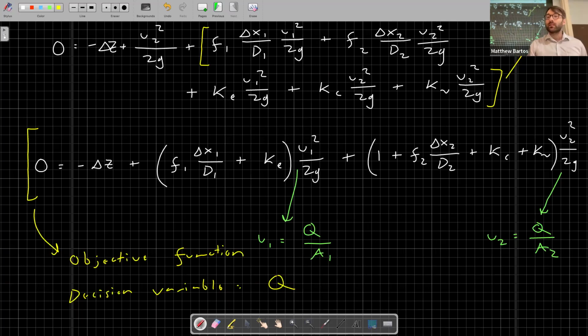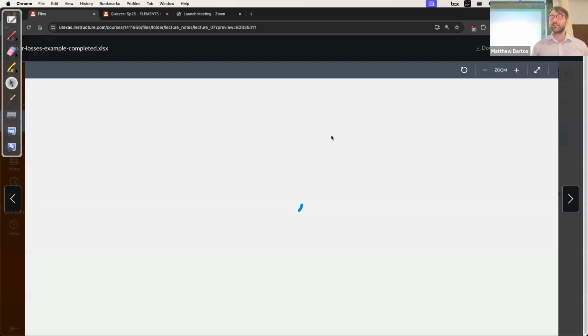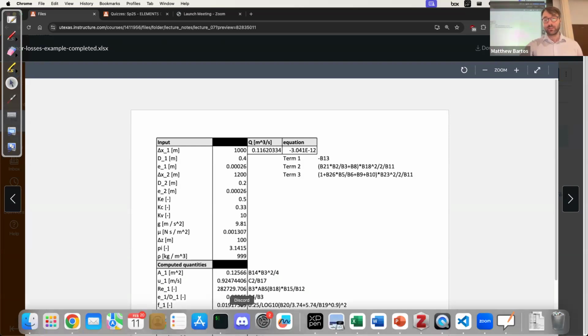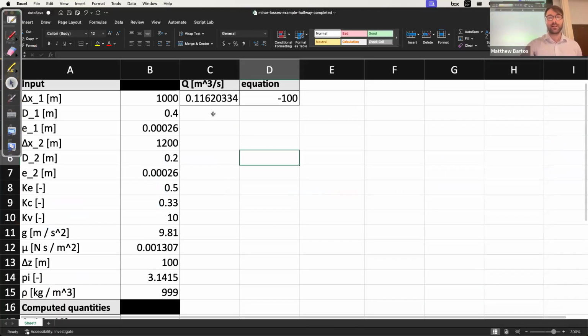At the very end of class, I completed this example. So I actually have the solution up under lecture 7 notes. So this is the solution. The discharge was about 0.116 cubic meters per second. Let me just go through briefly and show the steps that I took to solve this problem, because I know I was going very quickly last time. So this is our spreadsheet.